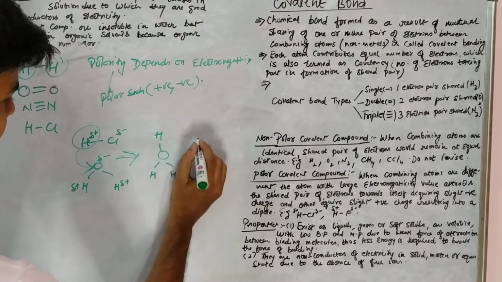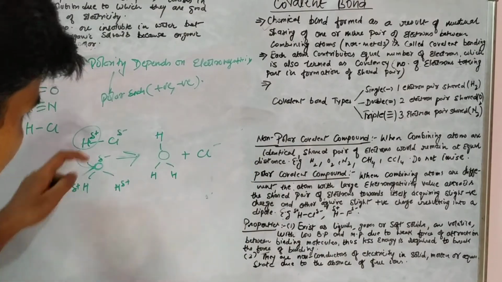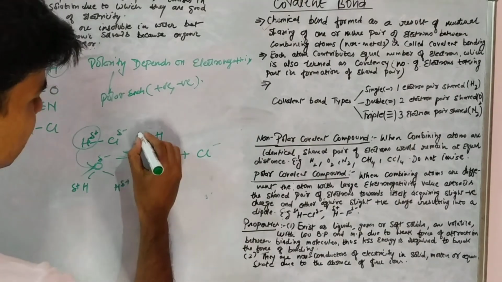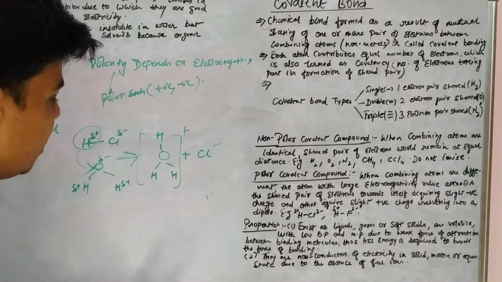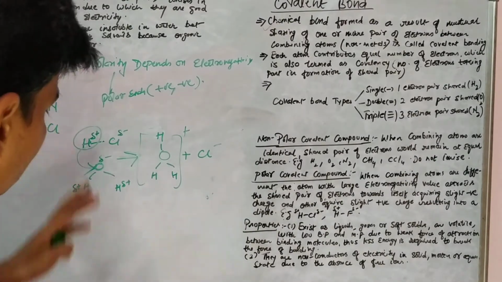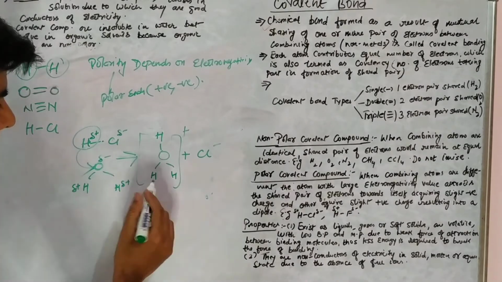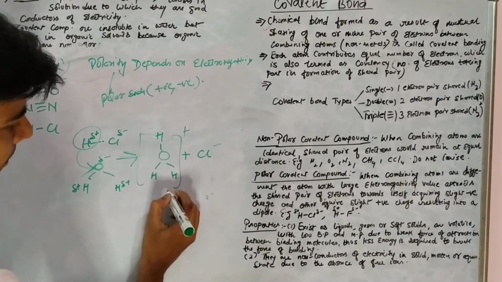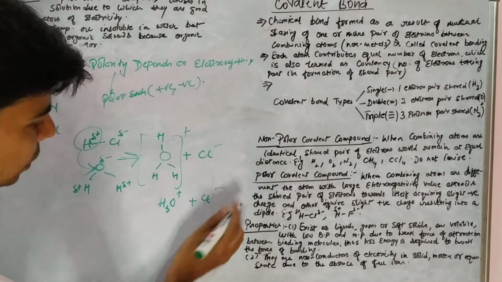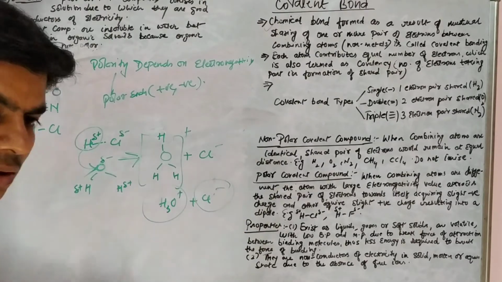So when it attracts this hydrogen ion, it will form this plus chloride ion, right? So what is this? This is positive. The positive charge has come from the positive charge of the hydrogen ion from HCl. So this is nothing but hydronium ion plus chloride ion. So HCl exists as hydronium ion and chloride ions in solution.